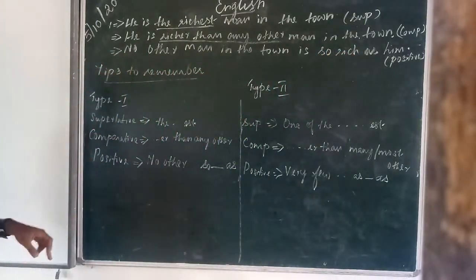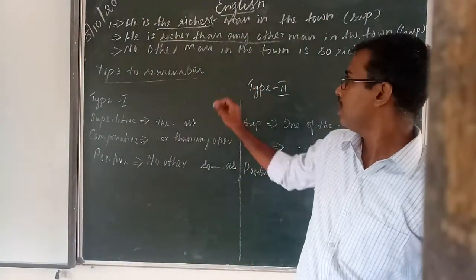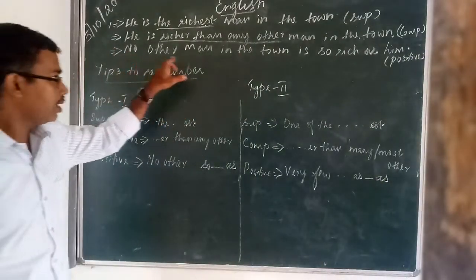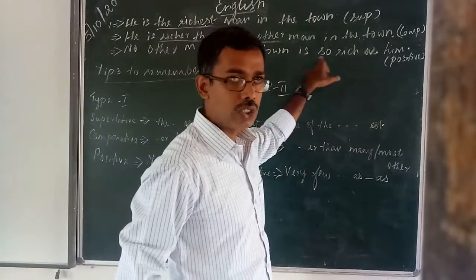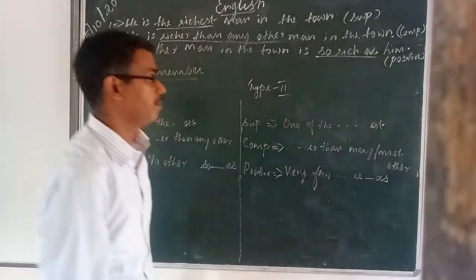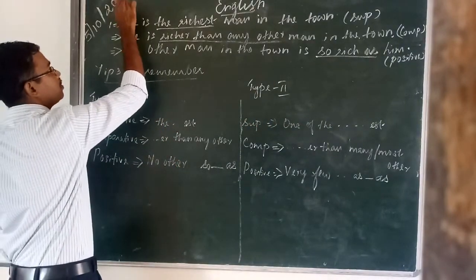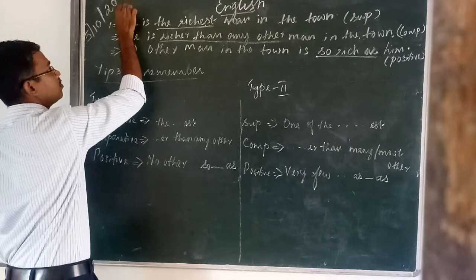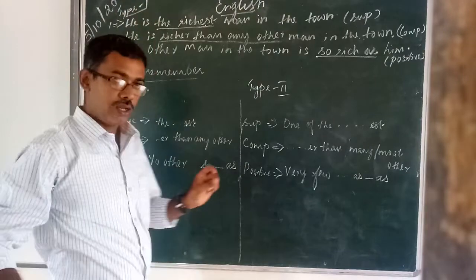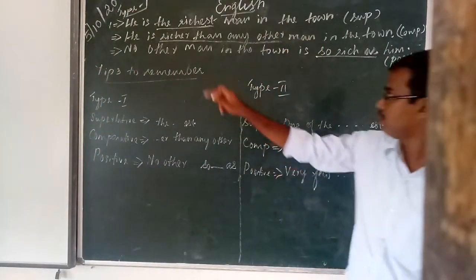Then the positive degree. If the particular person is the only richest person, there will be no other person. That's why you are using no other person in the town is so rich as him. That is the positive degree. This is type 1: we are selecting the topmost or the least person, so we have to use type 1.